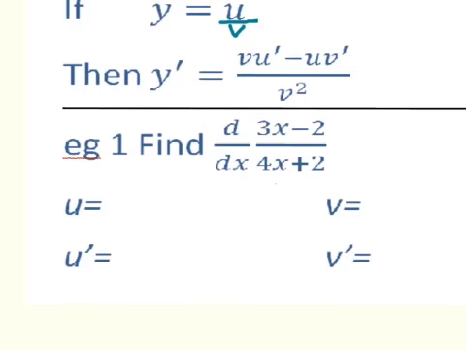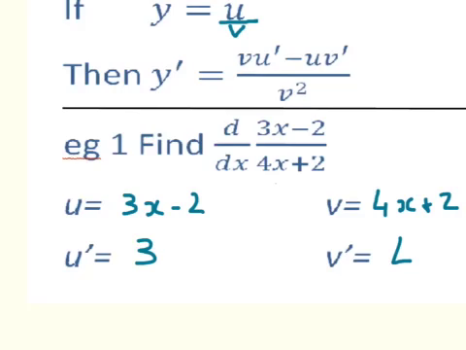Filling in the bits, well, u is definitely equal to 3x minus 2, and u dash will equal simply the derivative of that, which is 3. And v is equal to the denominator, so that's 4x plus 2, and the derivative of that is simply 4. Now notice what we're required to do. It's v u dash. Where is v and where is u dash? Well, there's v, there's u dash. So it's going to be that times that, minus that times that, or the other way round.